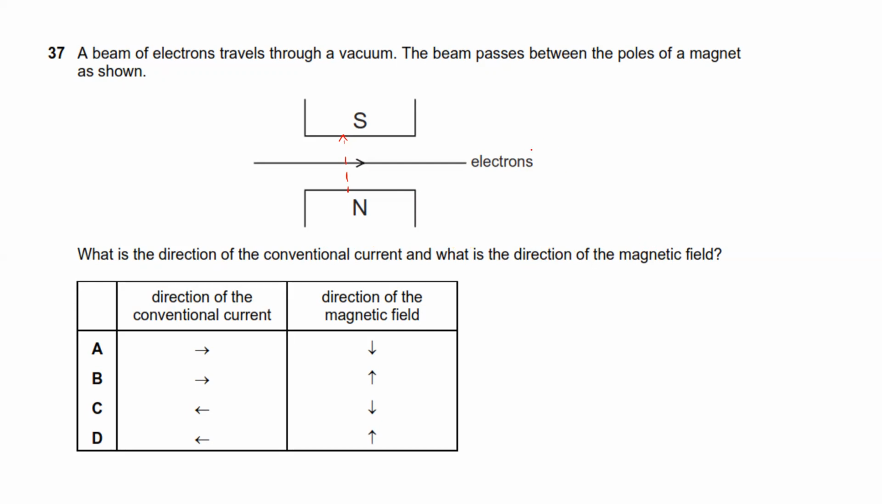So conventional current is against the flow of electrons. So the conventional current is something like this. This is the current, or conventional current. Okay, so the conventional current is in this direction, so this and this are the right choices, and this is not. Then the direction of the magnetic field is from north to south, this and this is not. So for both cases, answer D is the best choice we have.